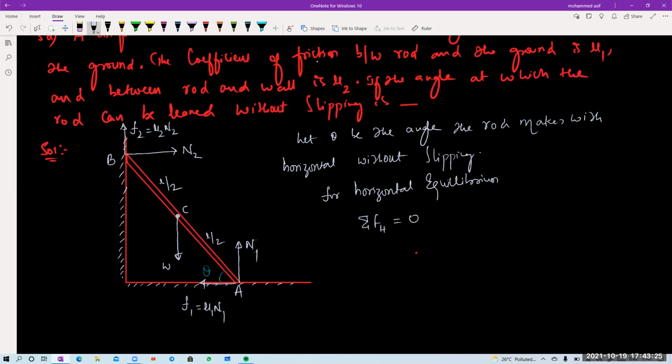Now tell me, what are all the horizontal forces acting on this? That is nothing but N2 and F1. N2 is in the horizontal direction and F1 is also in the horizontal direction, in equal and opposite directions. So N2 minus F1 must be equal to 0. That means N2 must be equal to F1, so N2 equals F1 equals mu1 into N1. This is the value of N2: N2 must be equal to mu1 times N1.